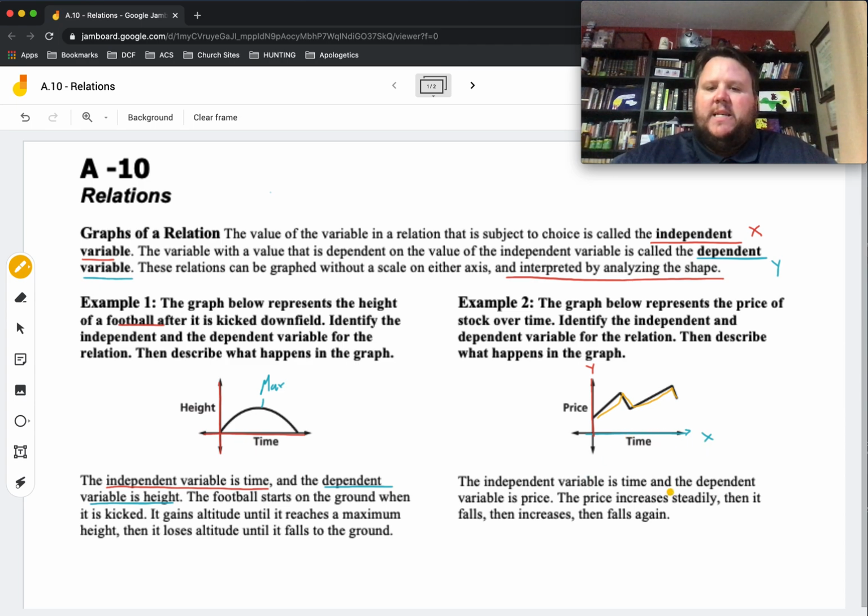So time is our independent variable, whereas our price is our dependent variable. So our price depends on the time. And so what it's saying is the price increases steadily, then it falls, then increases, then falls again. And that's what that's saying. So that's how you're interpreting it.